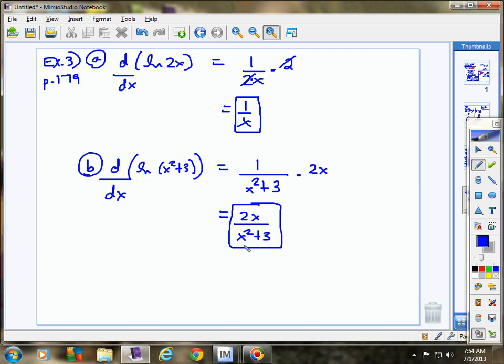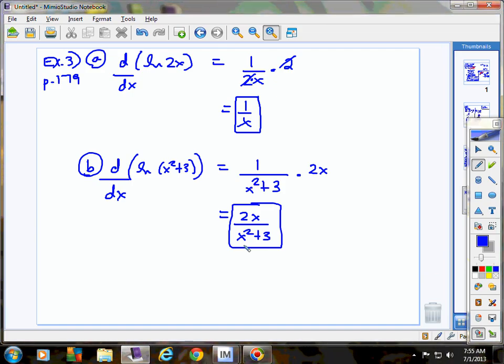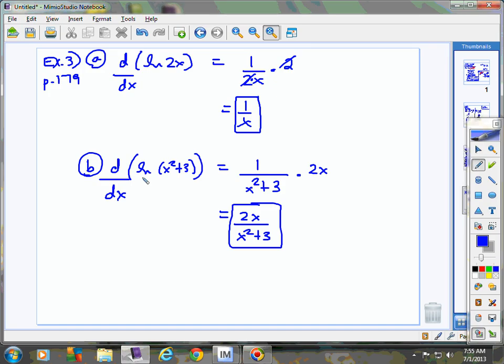How many of you got that one right? Or you were on the right track? Okay, any questions about B part? Again, don't put an ln down here with it. It's 1 over this stuff, not 1 over the whole problem. There's no ln down here on the bottom.